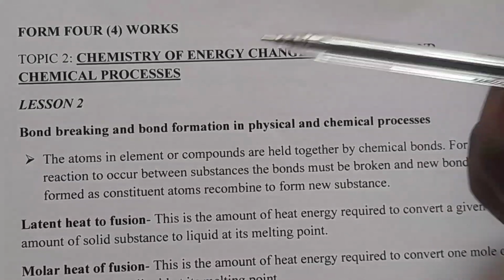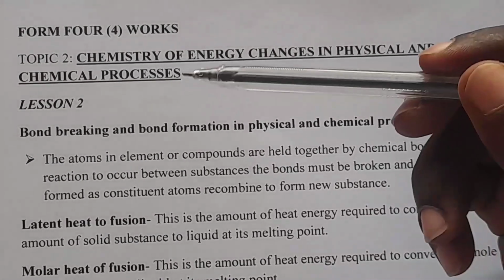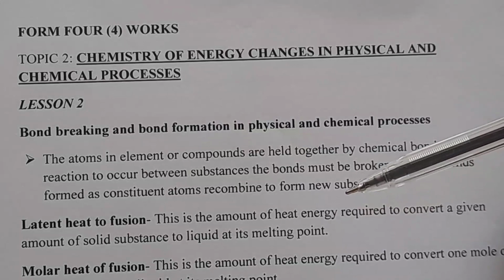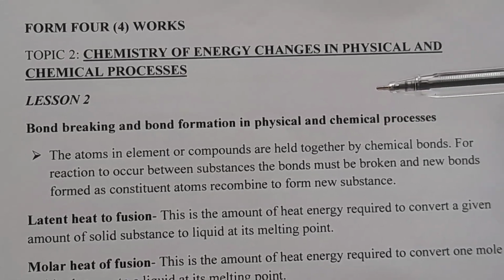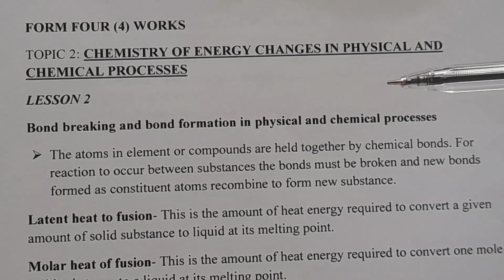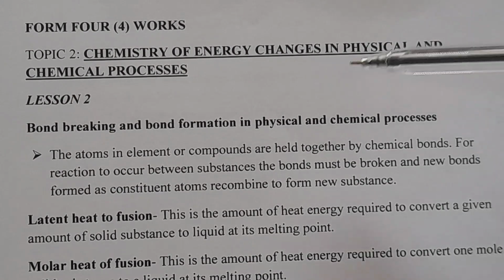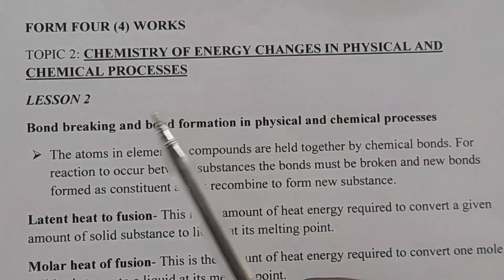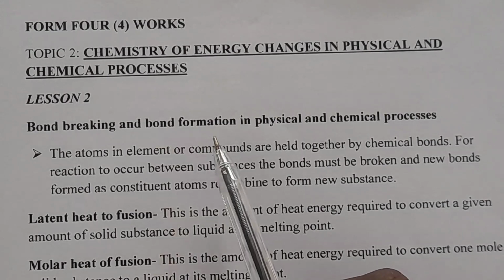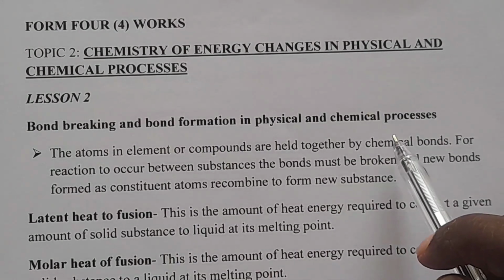Welcome students. Previously, in lesson 1 of chapter 2, we were dealing with the introduction to energy change in physical and chemical processes. We are done with the endothermic and exothermic reactions. We have drawn energy level diagrams for endothermic and exothermic reactions. Lastly, we dealt with enthalpy notation. So in lesson 2, we are dealing with bond breaking and bond formation in physical and chemical processes.